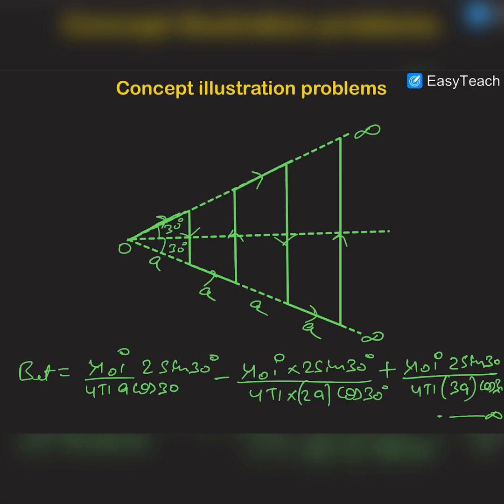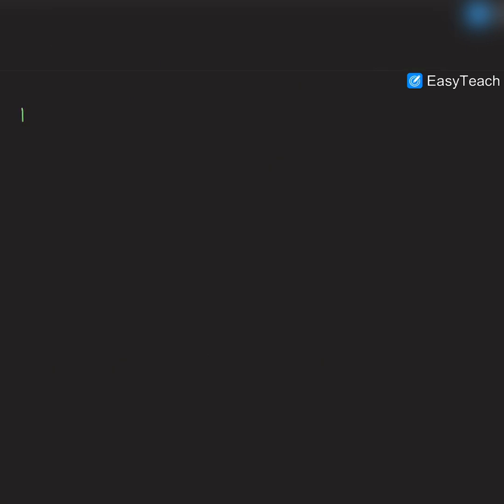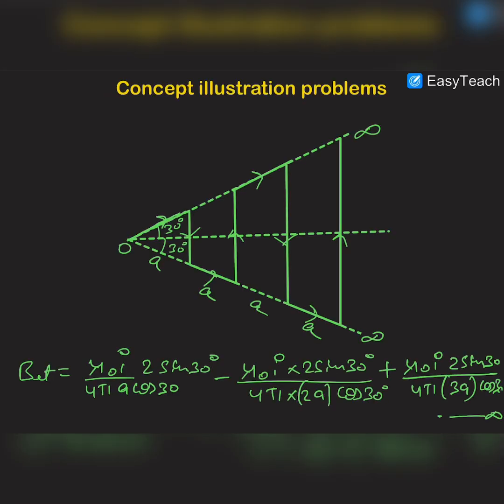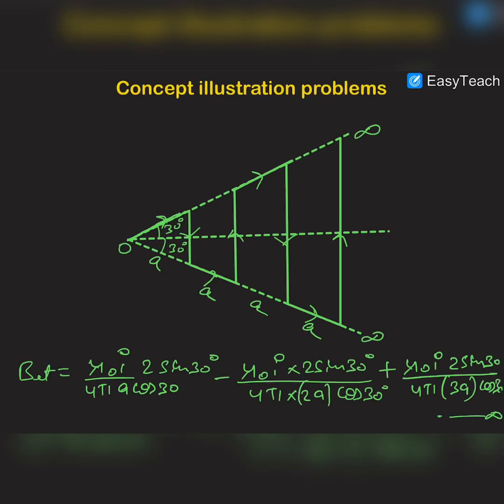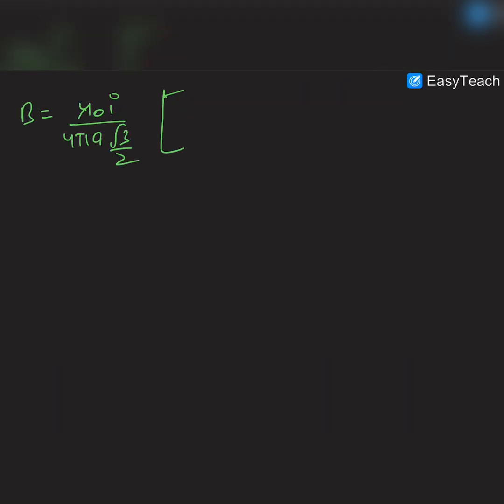Now if we take common terms out, then B net will be equal to μ₀I. Now 2 sin 30 is itself 1, and here 4π a cos 30 in the denominator, and cos 30 is root 3 by 2. Okay, and here it would be 1 minus 1 by 2 plus 1 by 3 minus 1 by 4 plus 1 by 5, and so on till infinity.